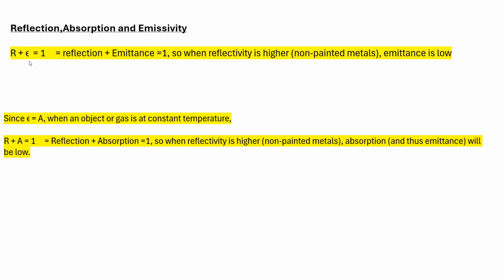This is another interesting relationship: reflection plus emissivity is equal to 1. So when reflectivity is high, like a polished metal, say it's 0.9, this would only be 0.1. Emissivity would be very low. Concrete doesn't reflect very well, so that's why the emissivity of concrete is something like 0.9.